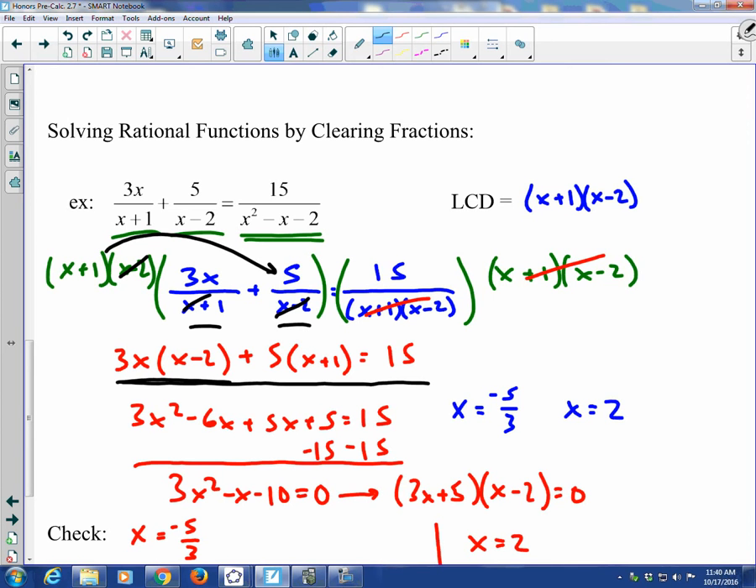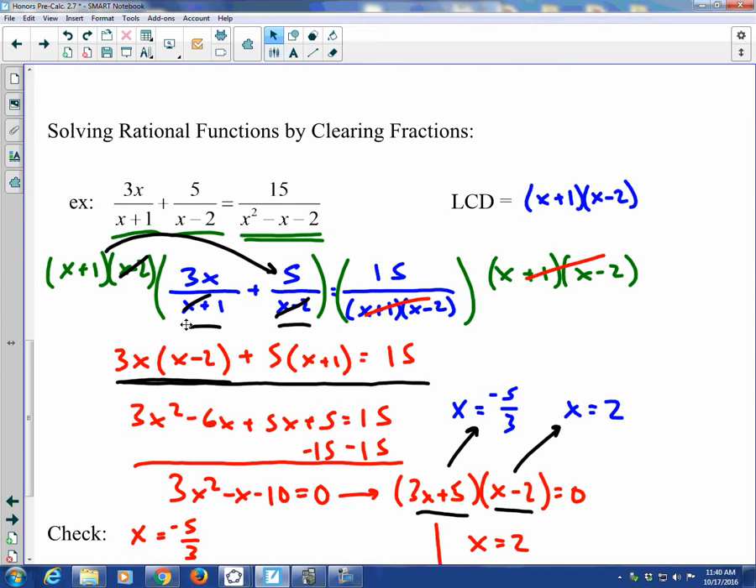We can bring that 15 over to the other side of the equation and combine our like terms, and we're going to get 3x squared minus x minus 10 equals 0, which will factor out to 3x plus 5 times x minus 2, giving us the two solutions, x equals negative 5/3 and x equals 2.